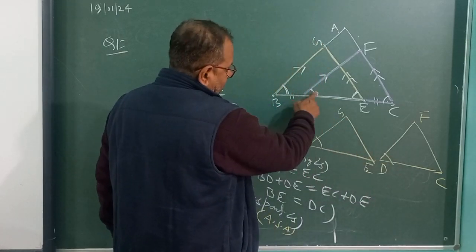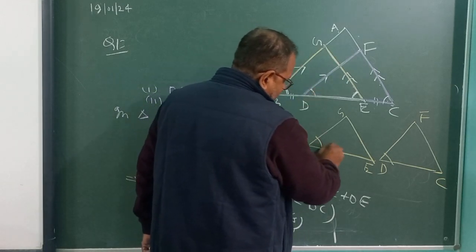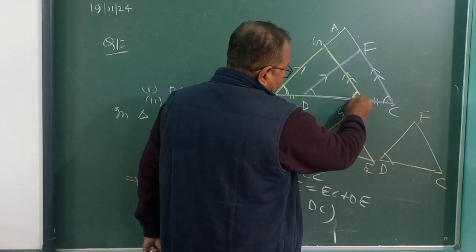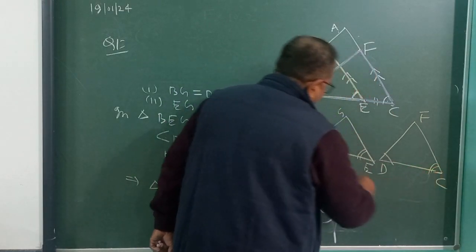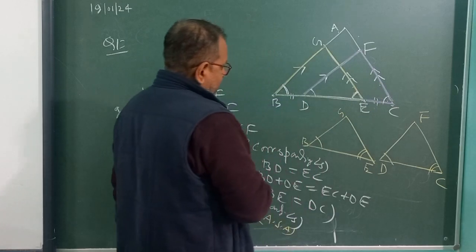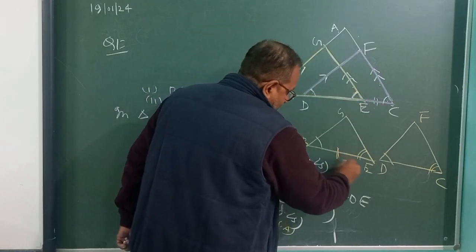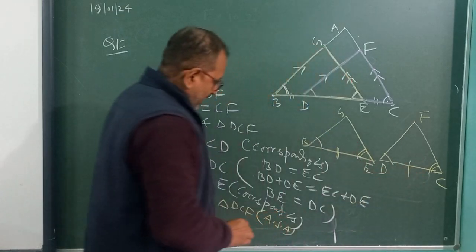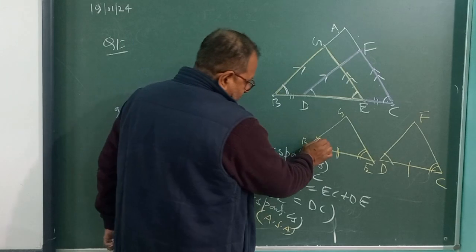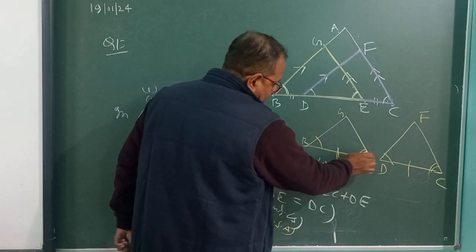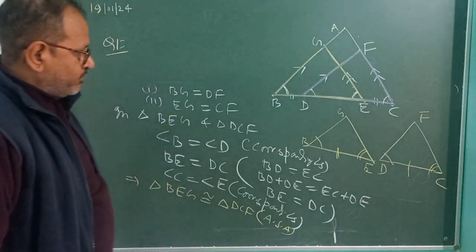B and D, corresponding angles, equal. E and C, again corresponding angles because these two lines are parallel. And BE and DC, these two sides are equal. We have proved here BE is equal to DC. So it is clear. You can see angle, side, angle, both the triangles are congruent.